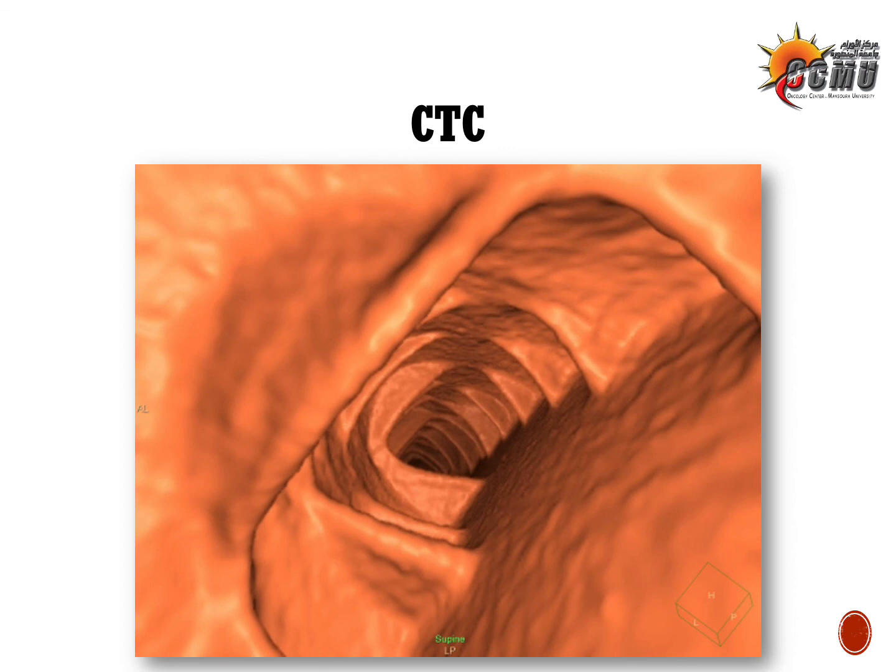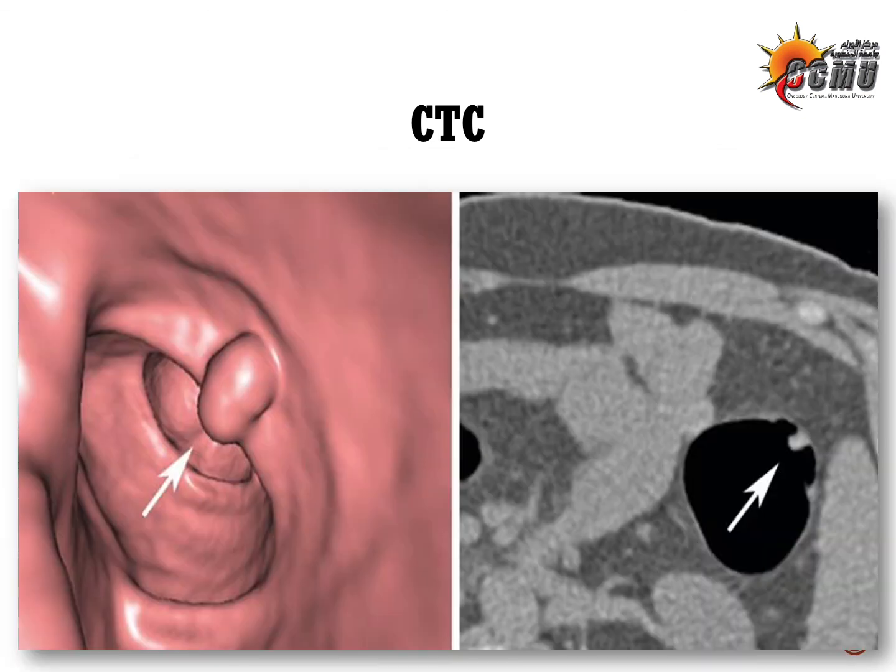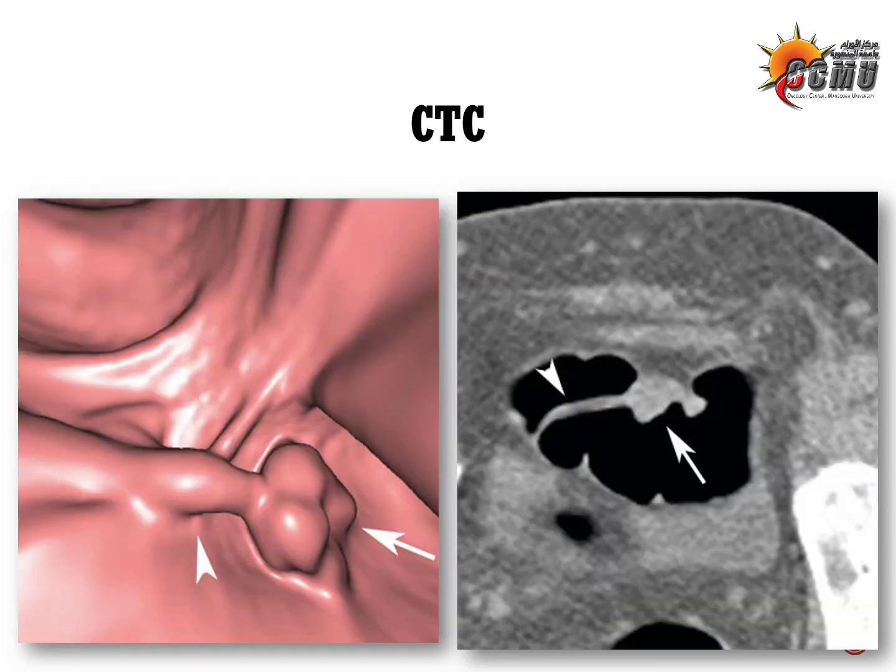CTC sensitivity is for tumors more than 9 millimeters. But smaller lesions are better seen with colonoscopy. So this is a lesion, or actually there are multiple polyps in here. This is a single lesion or polyp. I think in the splenic flexure maybe. Okay, and these are multiple polyps seen on the CTC film on the left, and on the right this is normal CT.